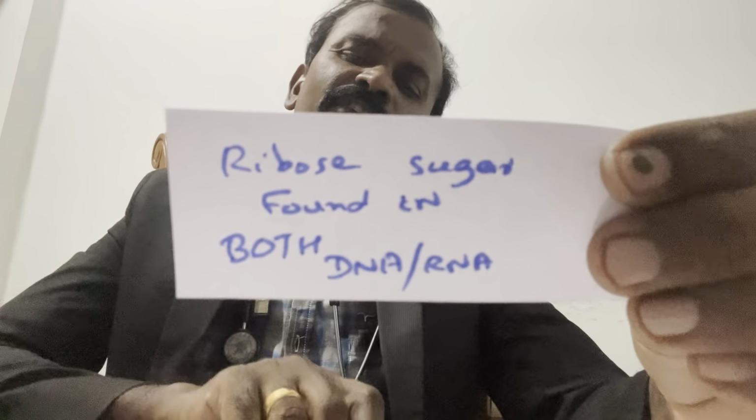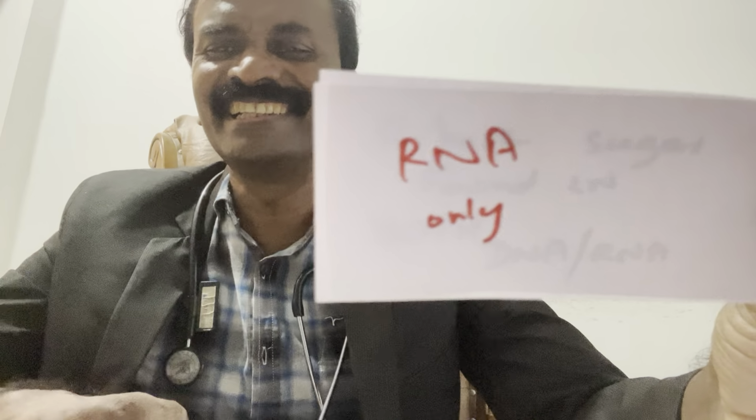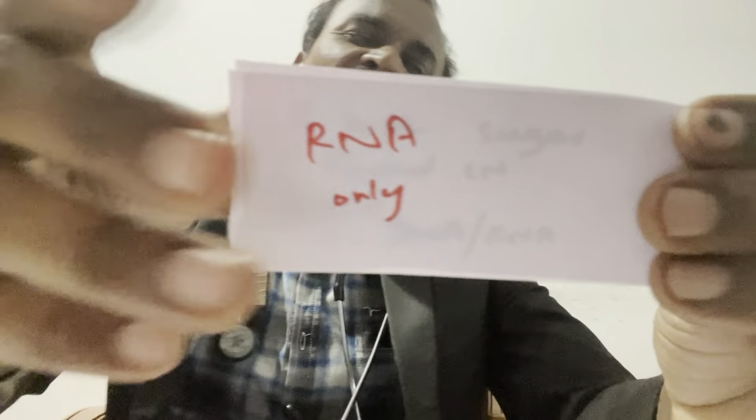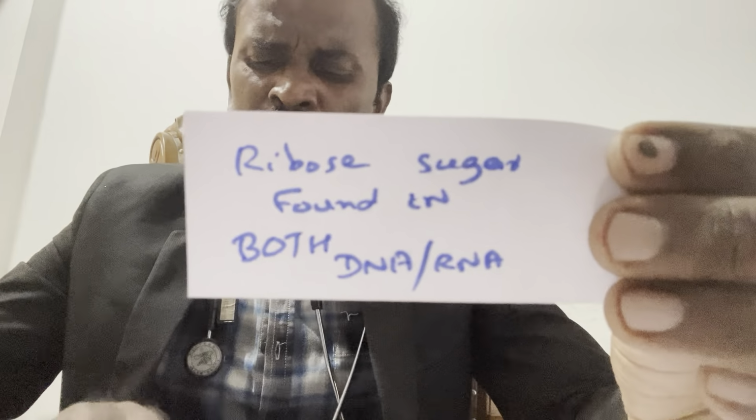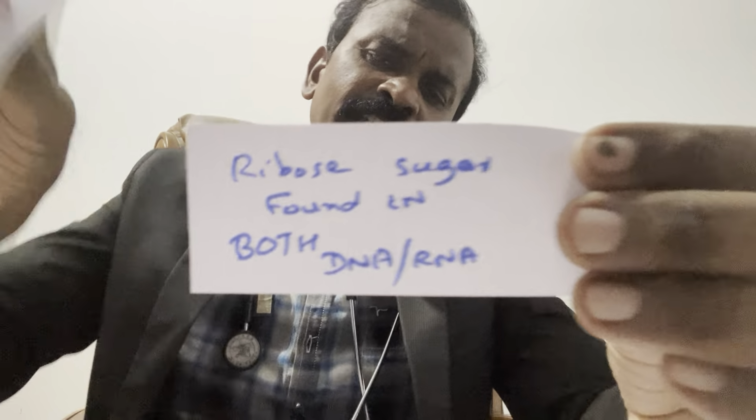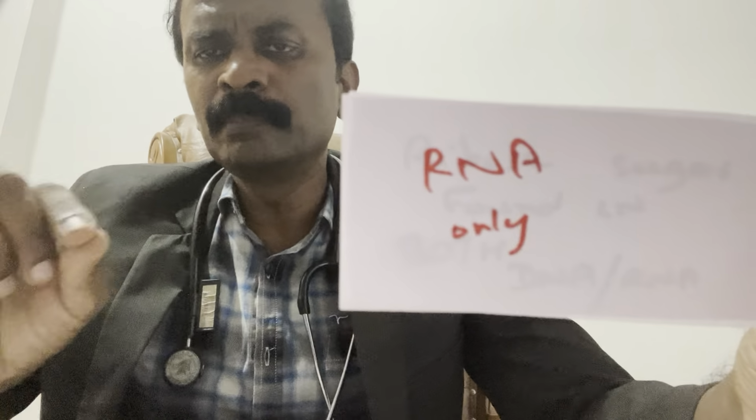Ribose of DNA, RNA. True or false? Ribose is present only in RNA. Ribose is present both in DNA and RNA is a wrong statement. Ribose, RNA.